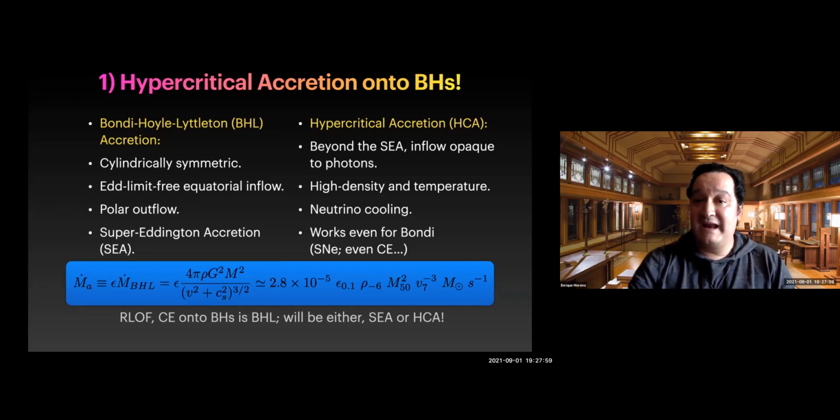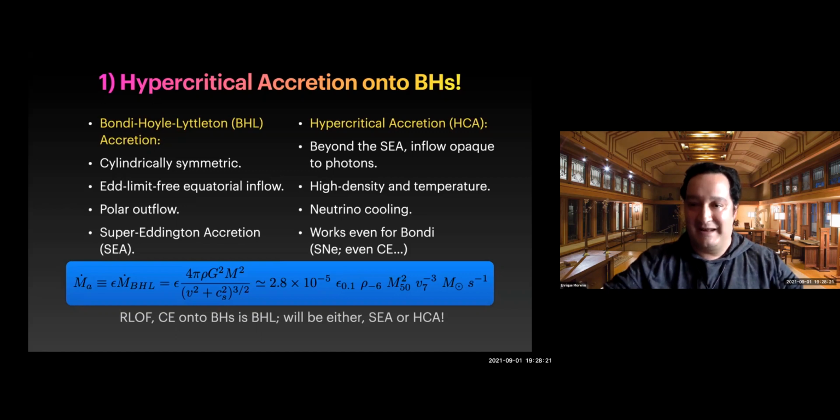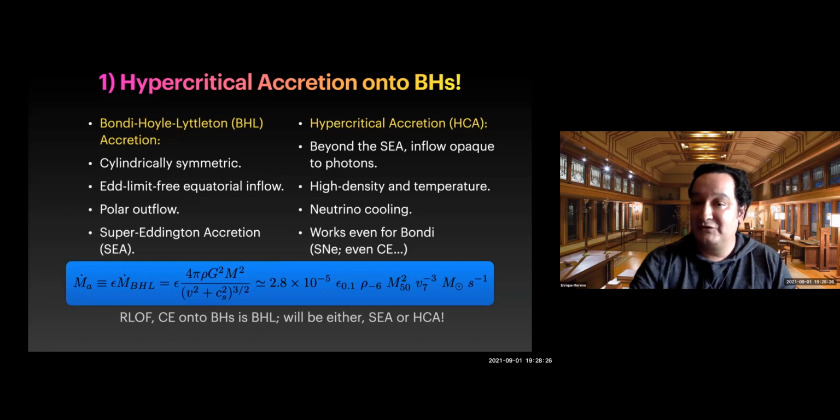There's one more thing that can happen. If the accretion rate goes above what would give you 3,000 times Eddington, you can also have hypercritical accretion, which is above what I'm calling C, or super-Eddington accretion. In that case, the material can become opaque to photons. You trap them, you advect them, the material heats up to high temperatures and also large densities. And then the neutrino cooling takes place.